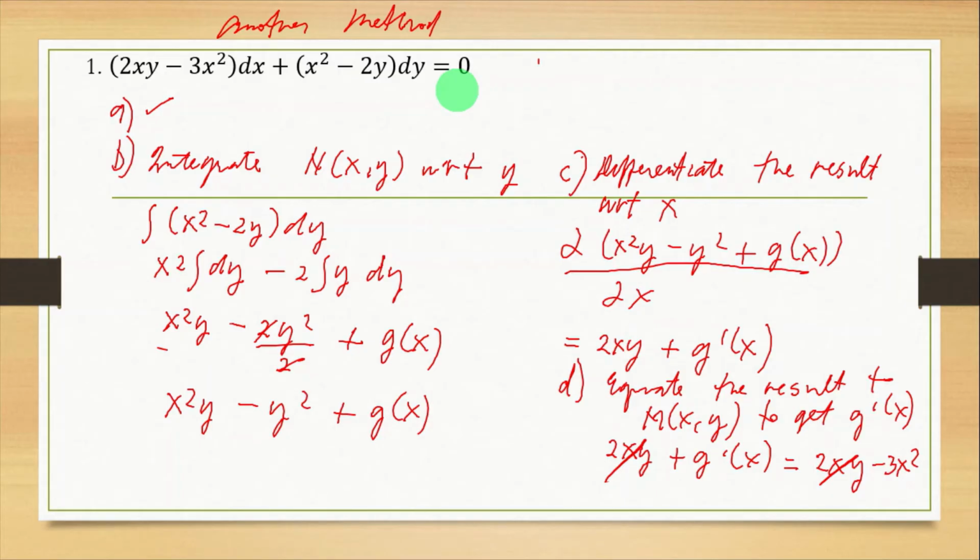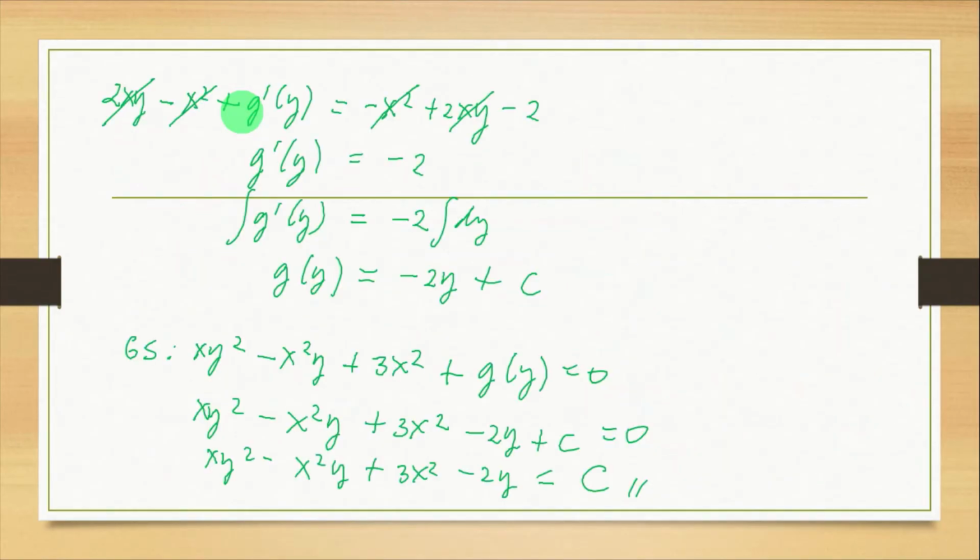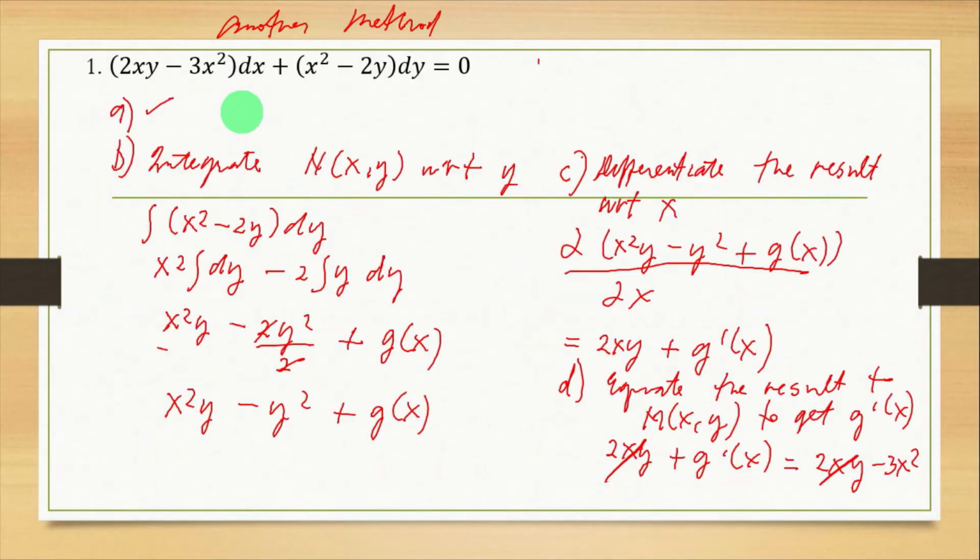I am not going to show you the process already because I discussed the test of exactness in our previous lesson, and I also presented the test of exactness in our previous example. So let's proceed to step 2 or step B. The next thing that you need to do using the second method is to integrate N of x and y with respect to y.